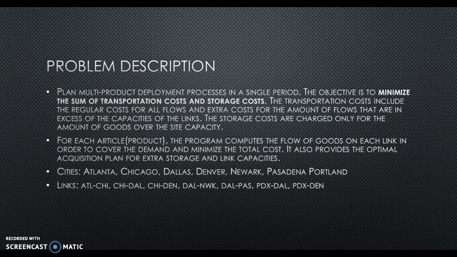So going on, for each article or product, as it's called, the program computes the flow of goods in each link between the cities or the nodes, in order to cover the demand. And there is a demand array as well in here, and minimize the total cost. It also provides the optimal acquisition plan for extra storage and link capacities.